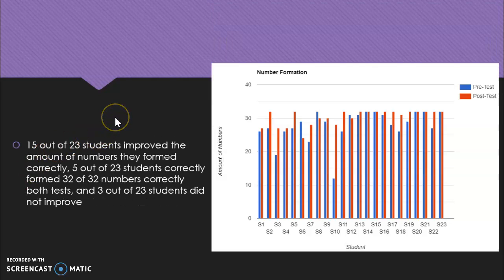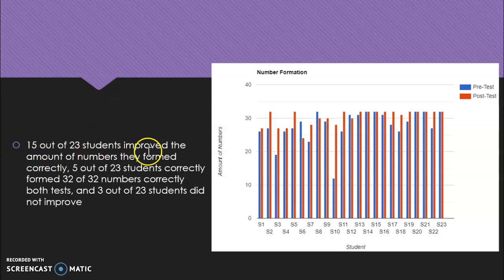Next, I have a number formation chart. So what that means is, can they write a 9 the correct way without writing it backwards? Instead, if they wanted to write 25, did they write 2-5 or did they put 5-2? So just forming their numbers correctly in first grade.